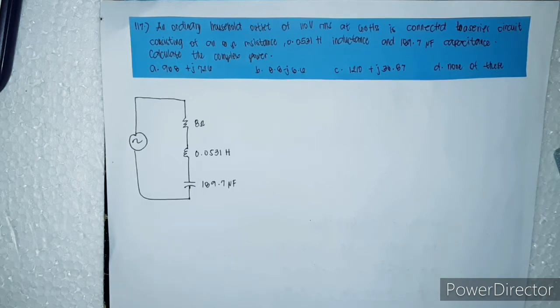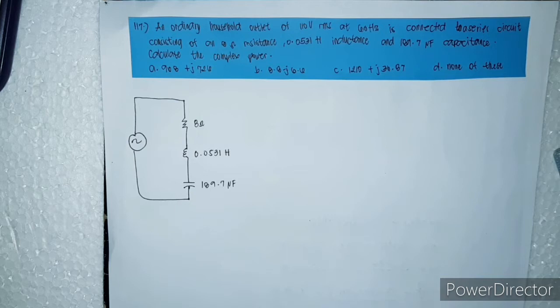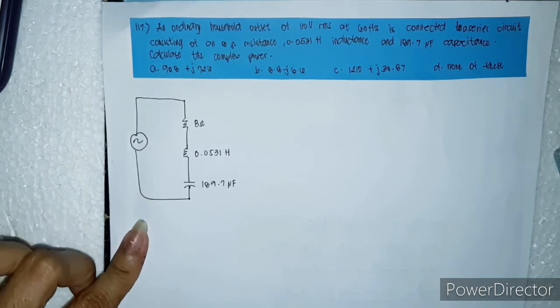And for our next problem, we have here number 117. An ordinary household outlet of 110 volts RMS at 60 Hz is connected to a series circuit consisting of an 8 ohm resistance, an inductance of 0.0531 Henry, and a capacitance of 189.7 microfarad. Calculate the complex power. So this is our diagram for the given problem.